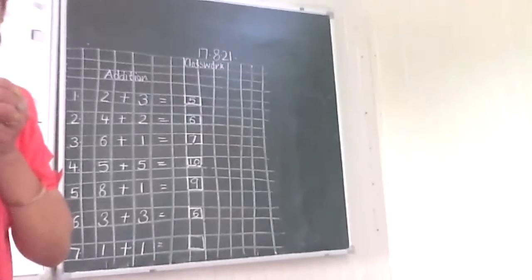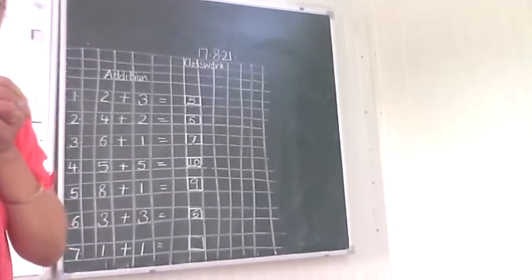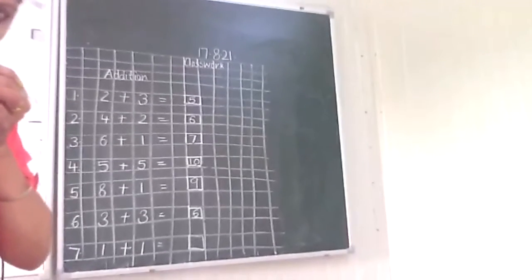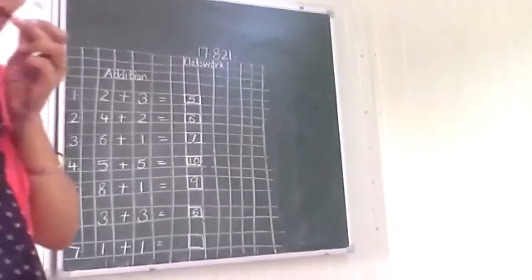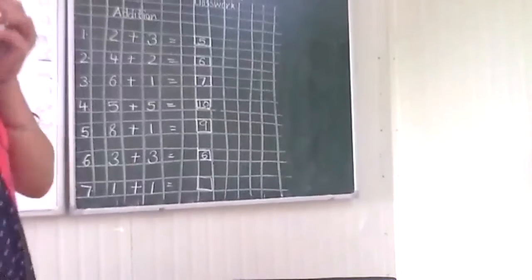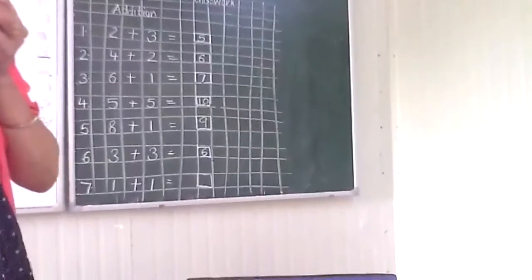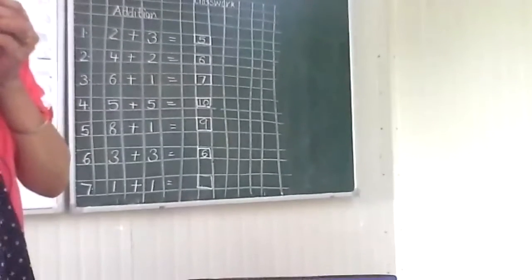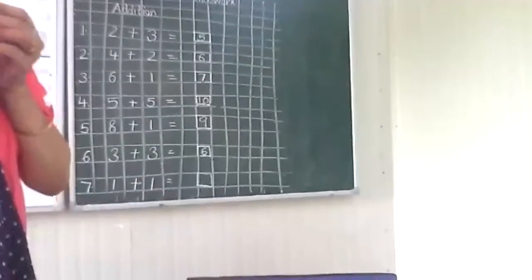Now, next and the last one is Vivan, unmute. Good afternoon, ma'am. Okay, Vivan. Now the last sum, 7th point. 1 plus 1 is equal to. So open one finger and one more. One plus one is equal to two. Yes, very good. So we'll write 2 in the box.